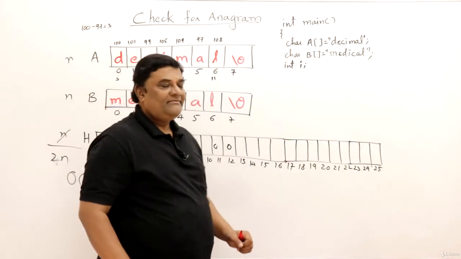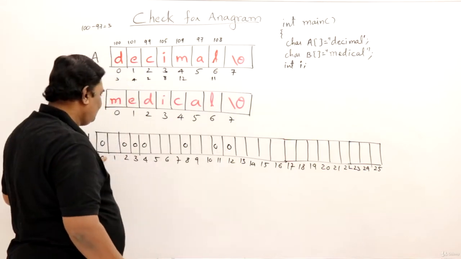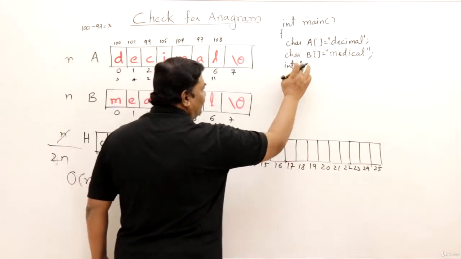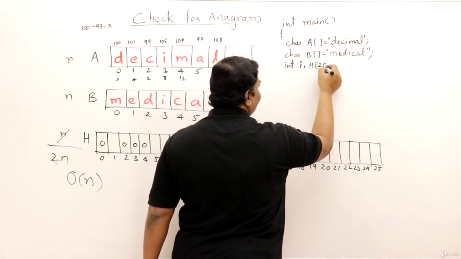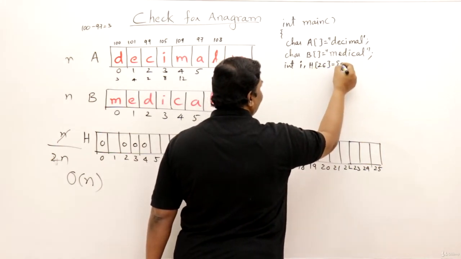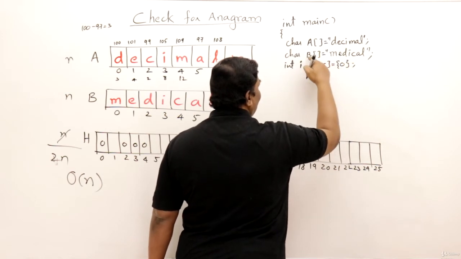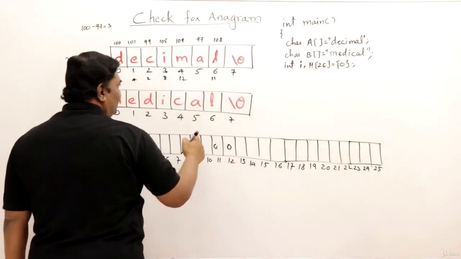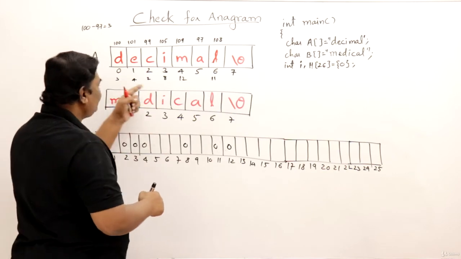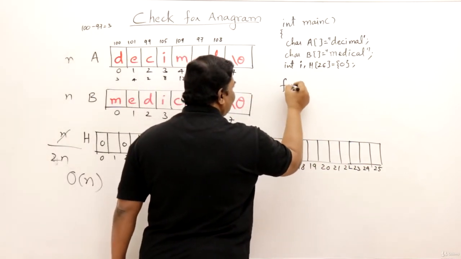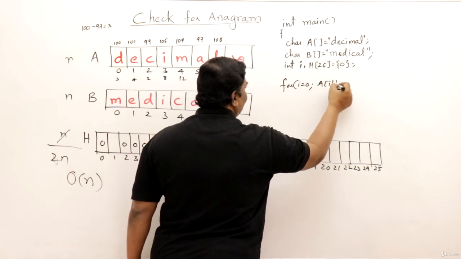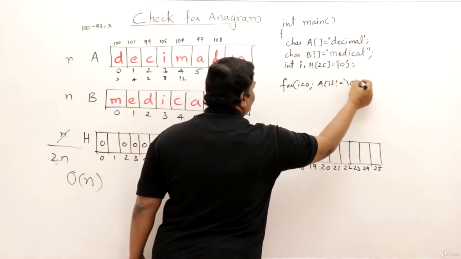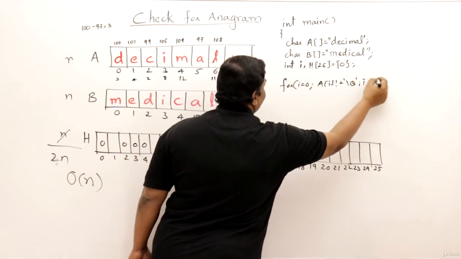So let us write down the program code for this one. See, we need a hash table. So for that, I will take an array h of size 26 and initialize with 0. I already have A and B as two strings, that is decimal and medical. Now I should scan through this first string. So using for loop, scan through the first string. For I assign 0 as long as A of I is not equal to null character and I++.